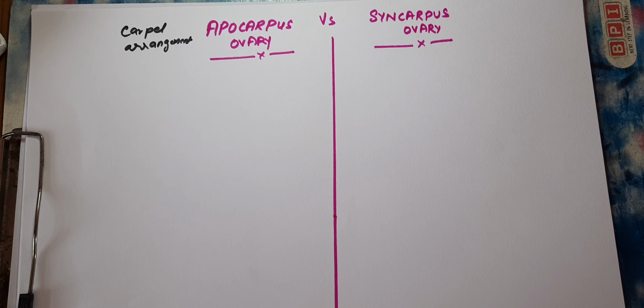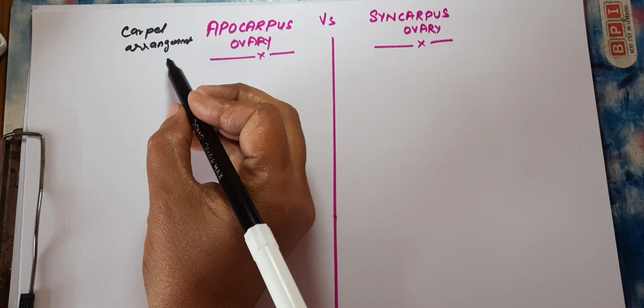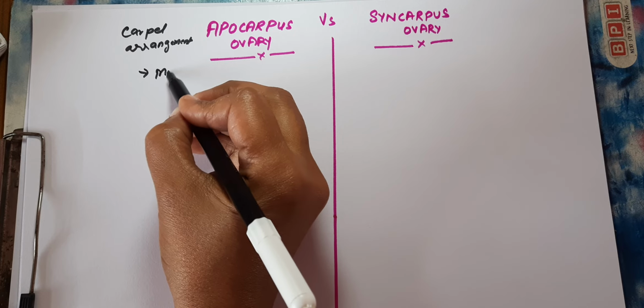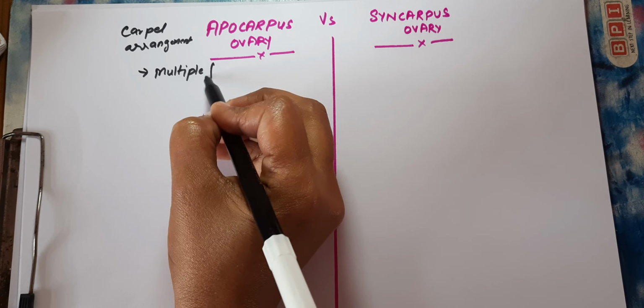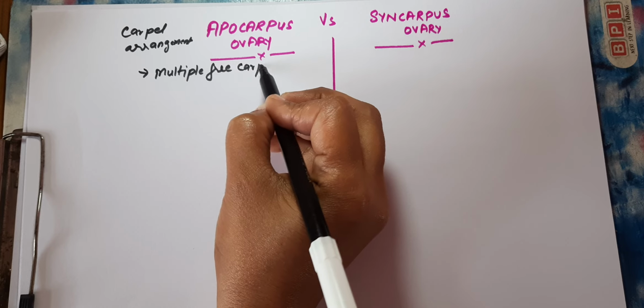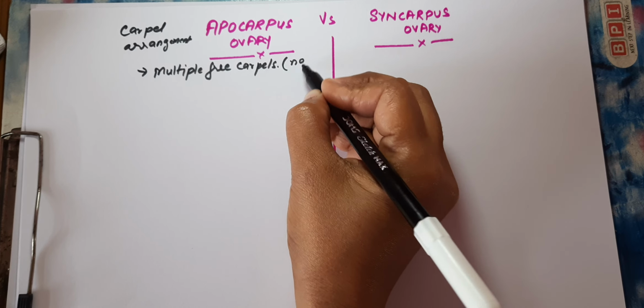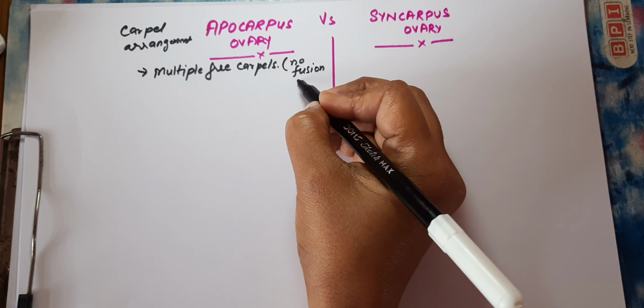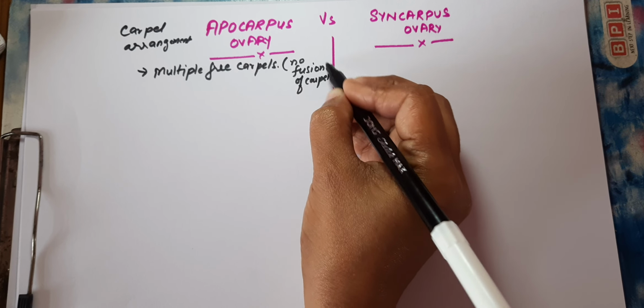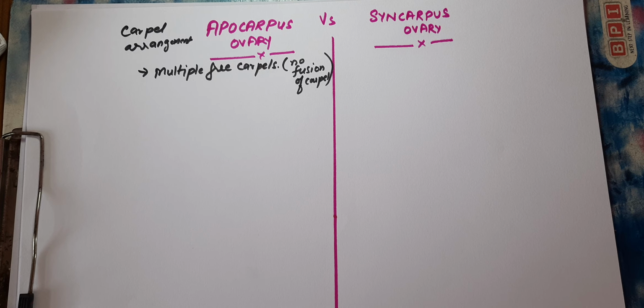So let's talk about the apocarpous ovary first. The apocarpous ovary consists of multiple free carpels. So what does it mean that it consists of multiple free carpels? It means that each carpel will remain distinct and does not fuse with each other. So there will be no fusion of carpels. Now this arrangement allows each carpel to function independently, often leading to the formation of multiple fruitlets.